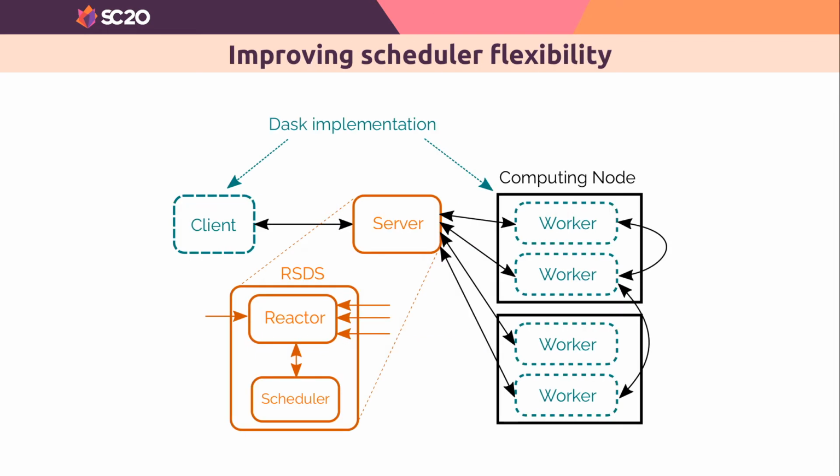Here is the architecture of a Dask cluster that uses RSDS. We actually use the original Dask implementations of the client and the workers, but the server part is replaced by RSDS, which is divided into two parts. The reactor handles low-level data processing, network communication and bookkeeping, while the scheduler focuses purely on scheduling tasks to workers. Thanks to this strict separation, the scheduler can be trivially swapped with a different implementation. It can also run in a different thread, process, or it can even be written in a completely different language.